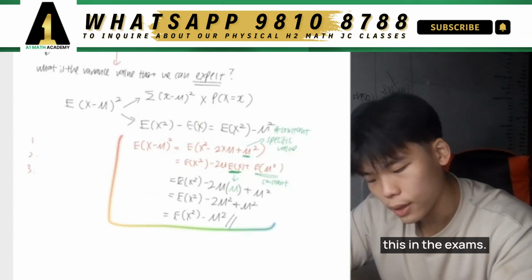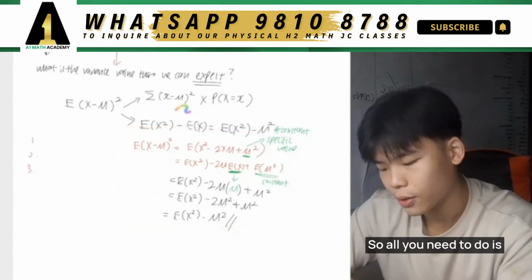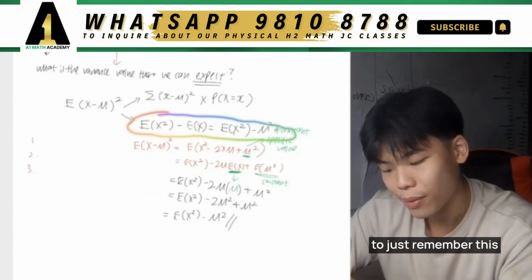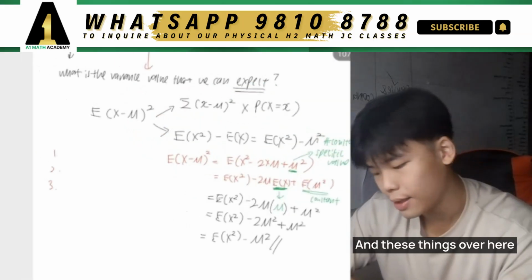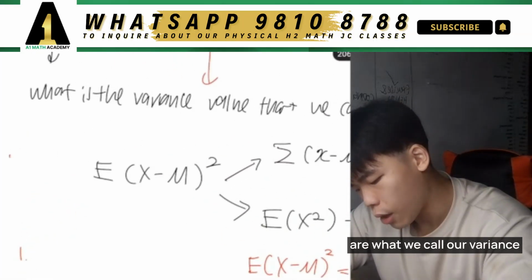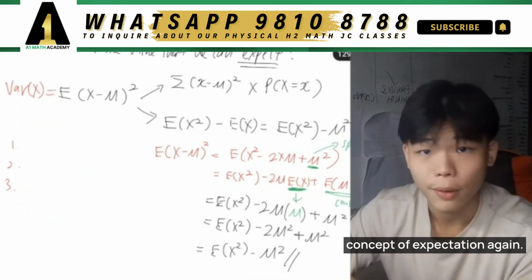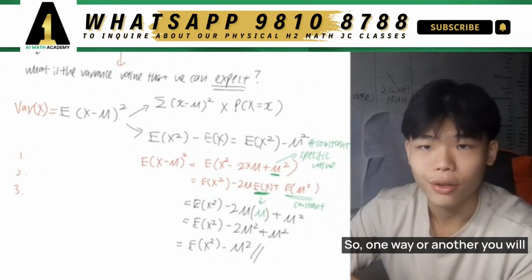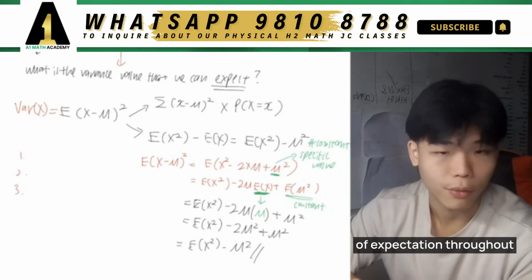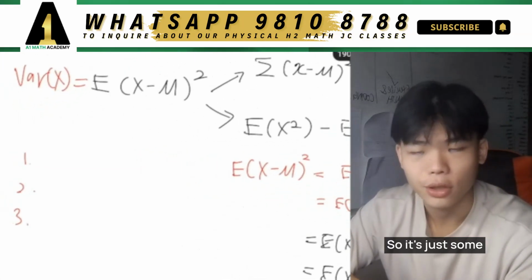You don't need to prove this in the exams. You definitely do not have to. So all you need to do is to just remember this or remember this. Okay, and these things over here are what we call our variance of x. So you can see that variance of x links back to the concept of expectation again. So one way or another, you will always bump into the concept of expectation throughout this whole entire chapter. So it's just some useful properties.